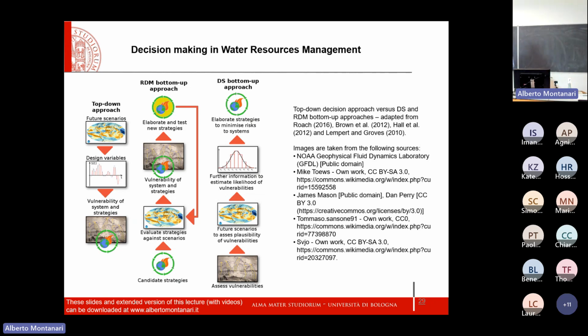It starts from the climate scenarios. It starts from the hydrological scenarios for the future, and then uses a cascade of models to identify design variables, design projects in order to resolve vulnerability, and to identify strategies. And this kind of approach has been recognized as extremely sensitive to uncertainty.